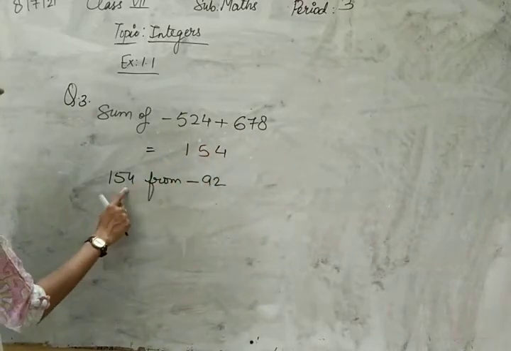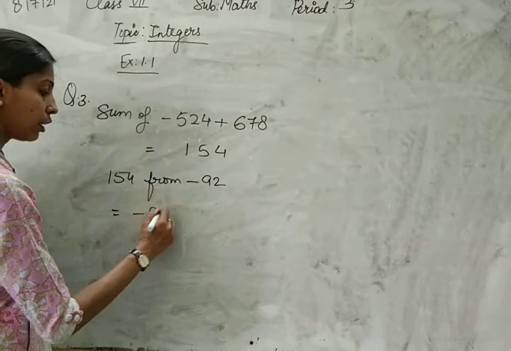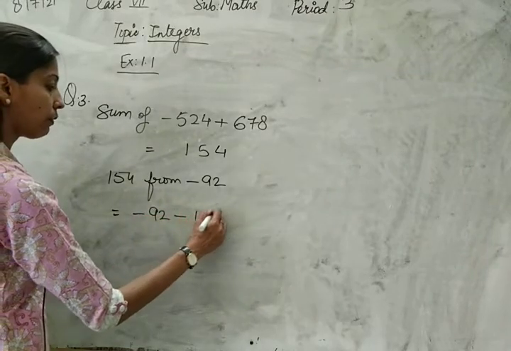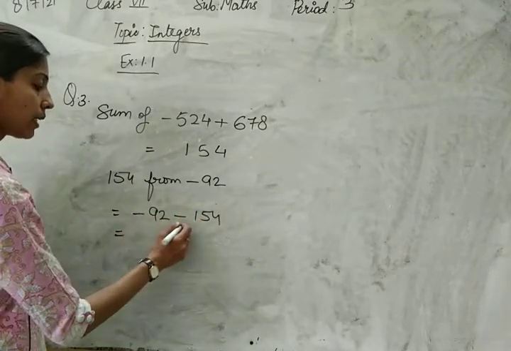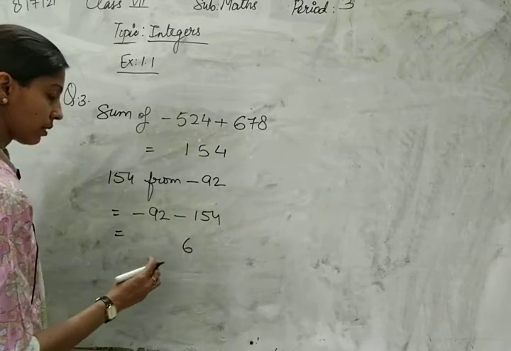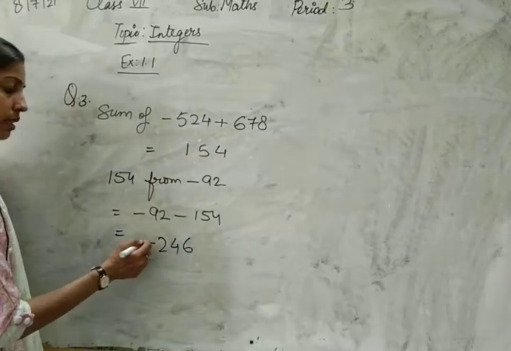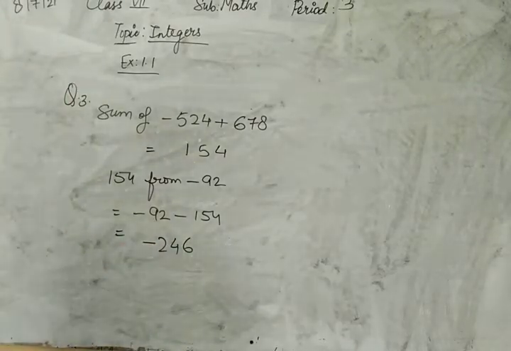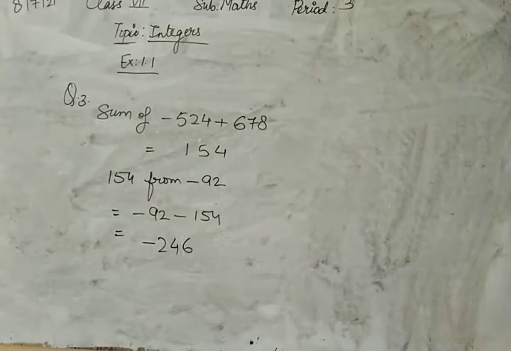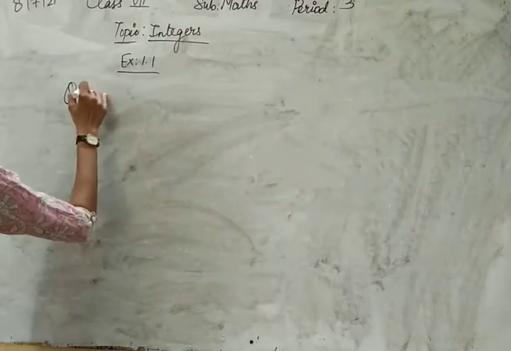So we have to subtract 154 from minus 92. We will write minus 92 first, then subtract 154. Minus minus will be plus. So we have to add these numbers. 246, and before 154 there is minus sign. Then we put minus sign here because the sign of the bigger number will come in the answer. Fourth question is same as third question. Try it yourself. Now we will be doing the fifth question.